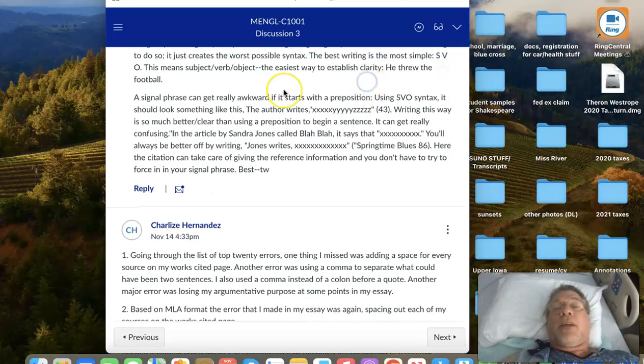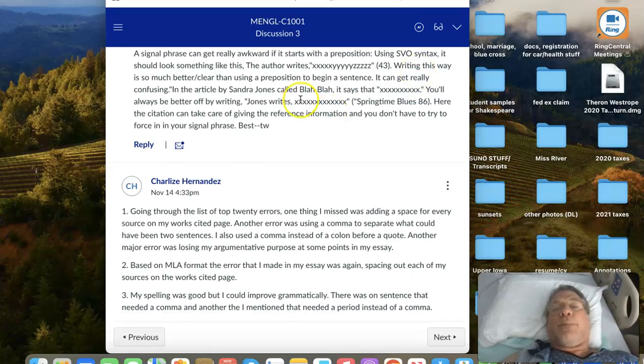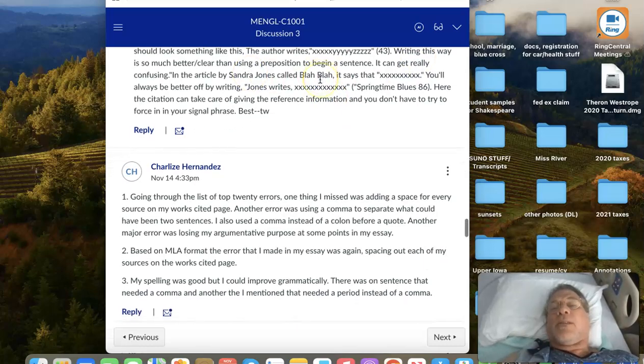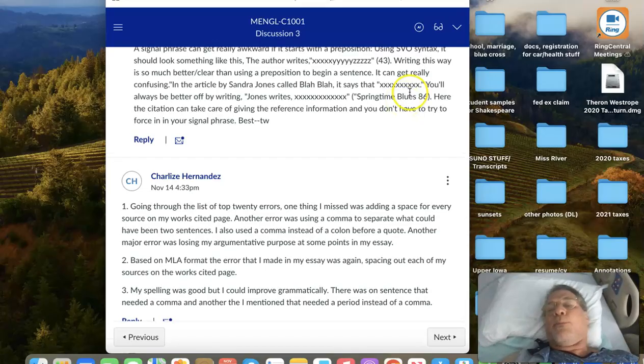So a signal phrase can get really awkward if it starts with a preposition. Using SVO syntax, it should look something like this. The author writes, quote, and then you'd have the article title if you haven't stated it already, and the page number. Right? Writing this way is so much better, more clear than using a preposition to begin a sentence. It can really get messy or confusing if you write, in the article by Sandra Jones called blah, blah, blah, it says, that's completely inefficient and sometimes hard to interpret. You'll be so much better off just by writing Jones writes and then giving the quote and then the title of the article.